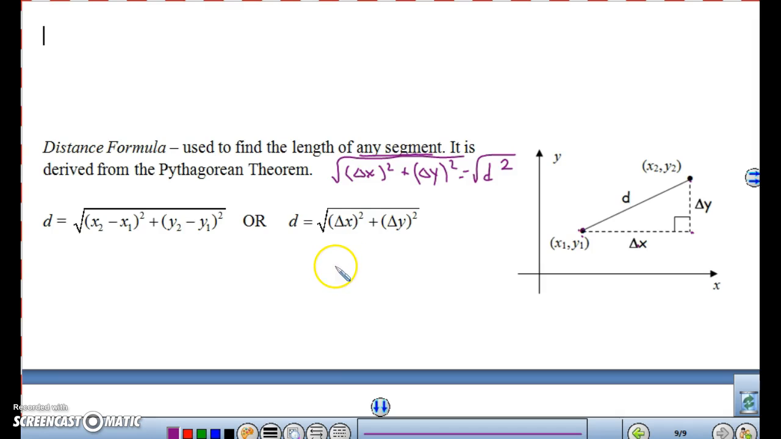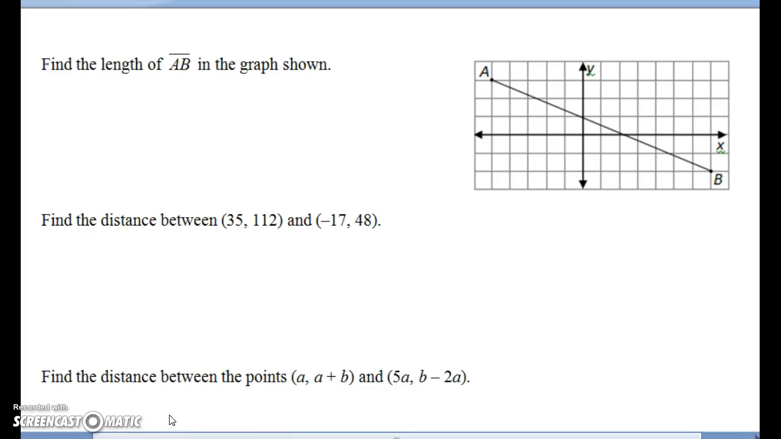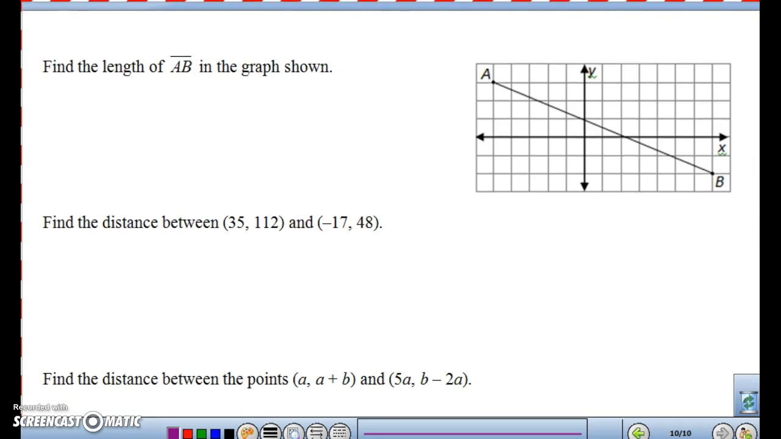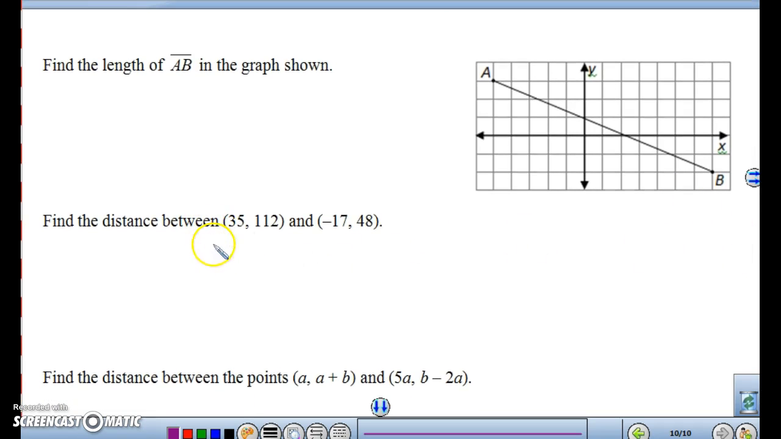So we want to be able to apply this formula to find the length of segments. Now, an important part of using the distance formula is knowing when to use the formula and when to use the Pythagorean theorem. So let's take a look at this problem right here. Find the length of AB in the graph shown. Now, I could use the distance formula on this pretty easily, but if I have the graph, wouldn't it be easier just to make a rectangle or a triangle out of this? Draw the vertical, draw the horizontal, here's your right angle, and count your boxes.